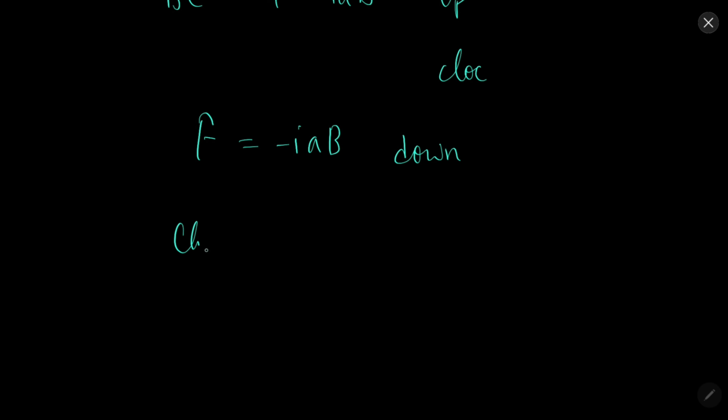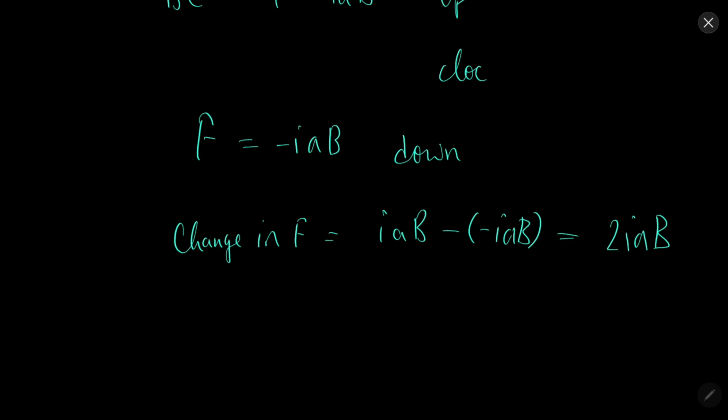So hence the change in force, or change in tension, will be IAB minus (minus IAB), so 2IAB is the change in tension.